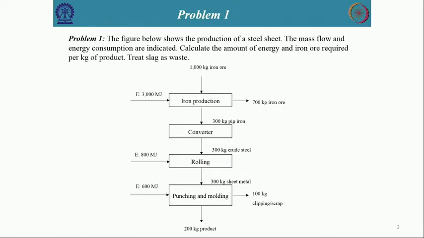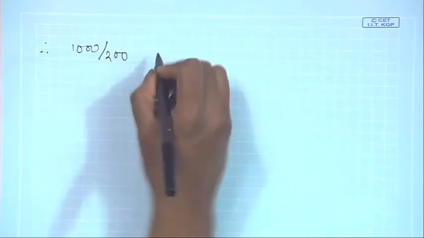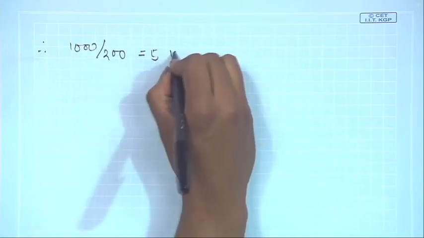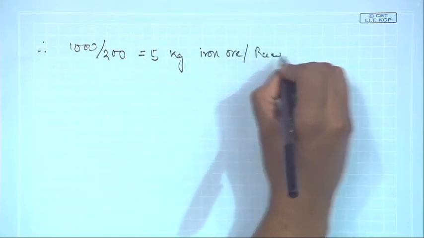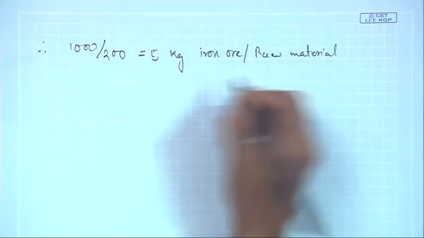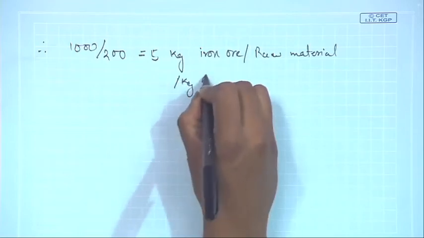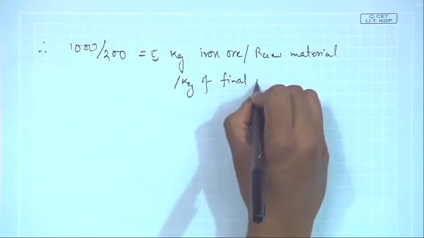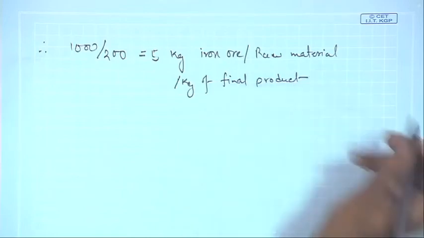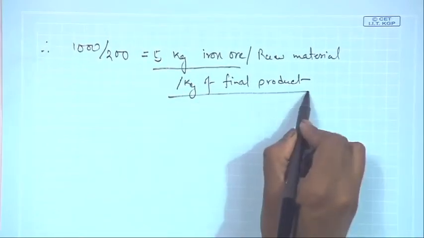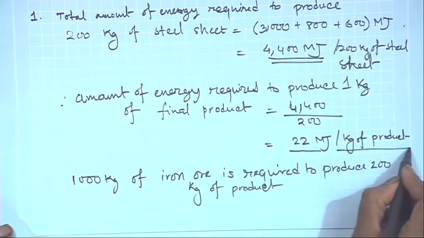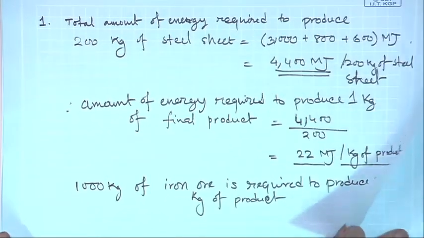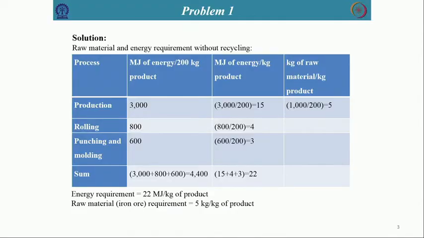Therefore, 1000 divided by 200 is equal to 5 kg of iron ore, that is raw material, required per kg of final product. So, this 5 kg of iron ore required per kg of final product is the final answer, and this 22 megajoule per kg of product is the energy requirement. So, this is the solution of problem number 1.